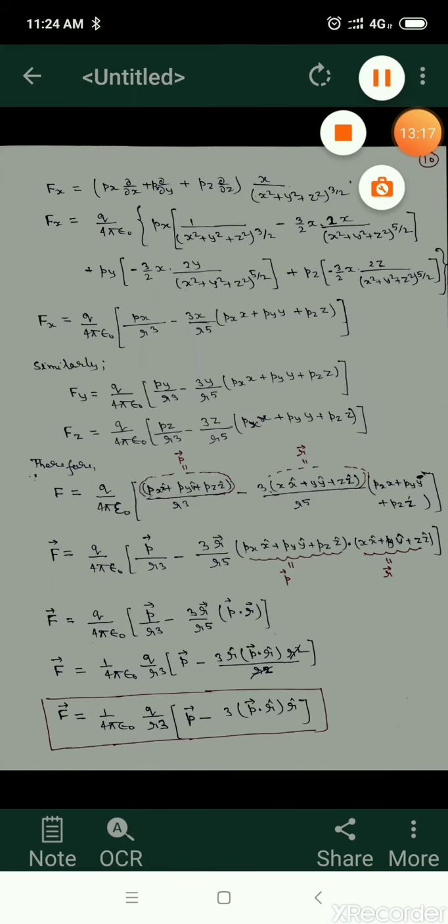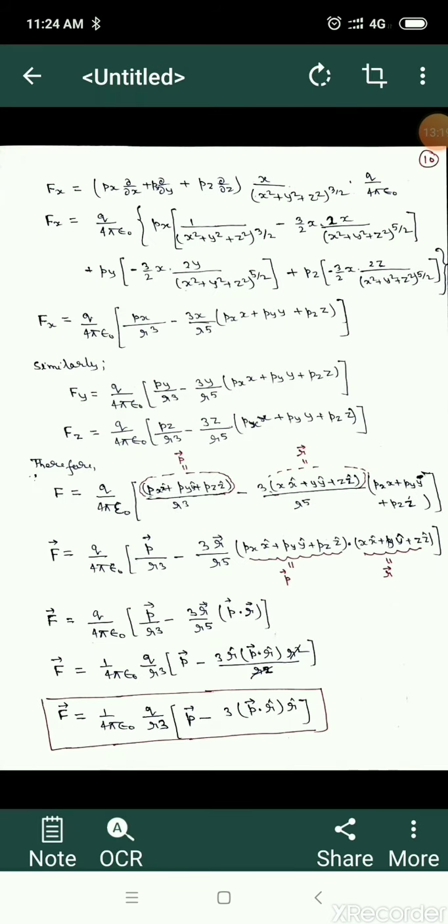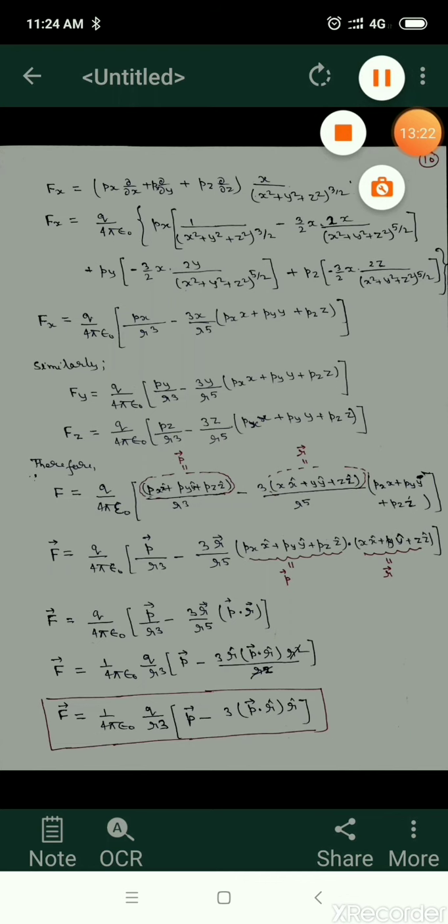So this is all about the electric field, force and torque on an electric dipole.